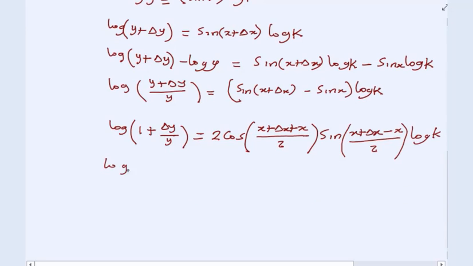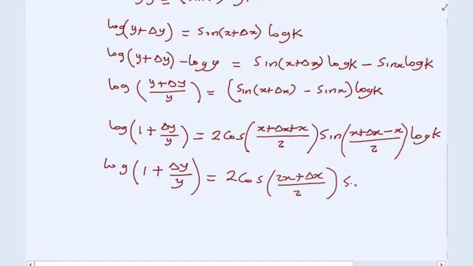This one will become log of 1 plus delta y over y is equal to 2 cos of (2s plus delta s) all over 2. Then I have sine of (s minus s), which will give me 0. I will be left with delta s over 2. So log k. That is what I'm going to have now.